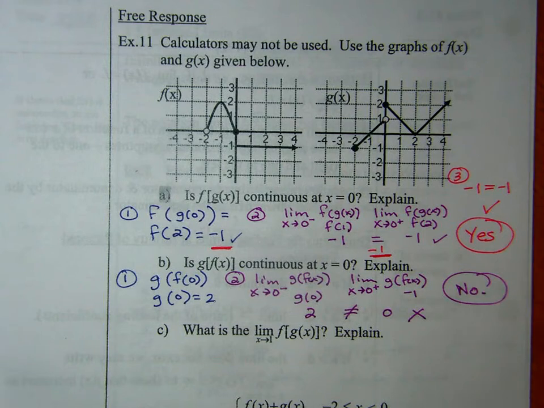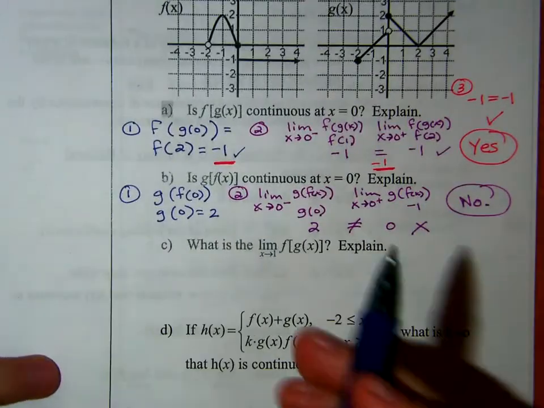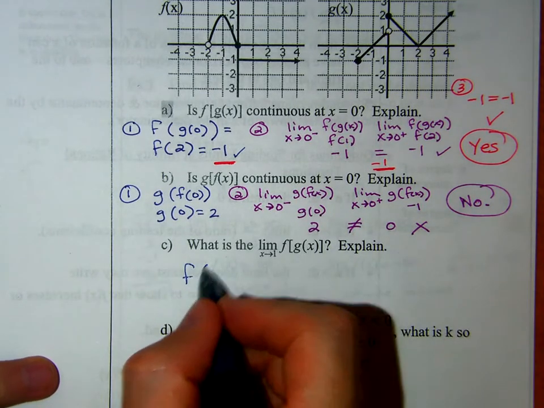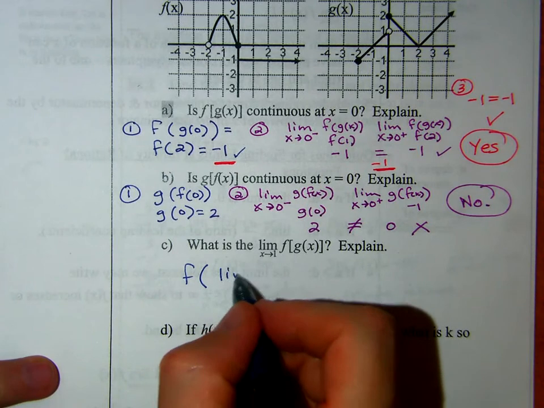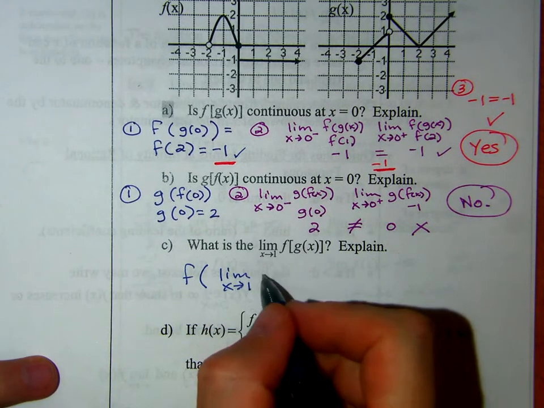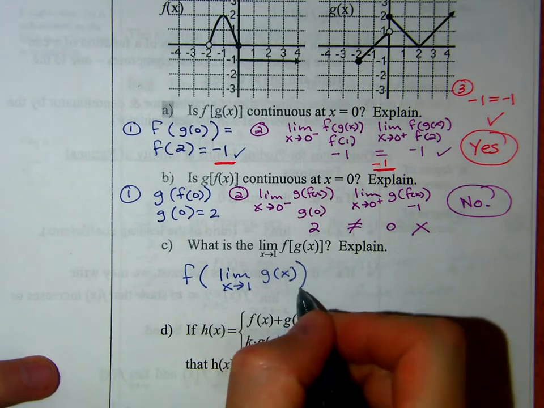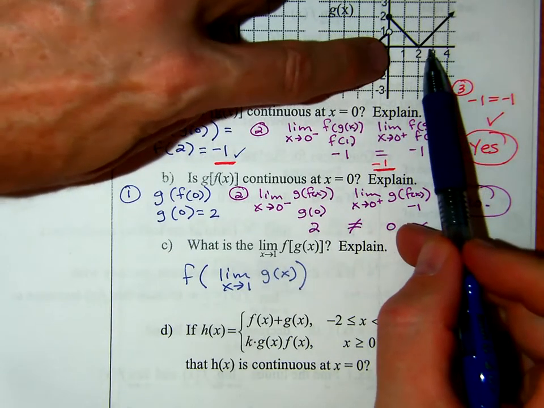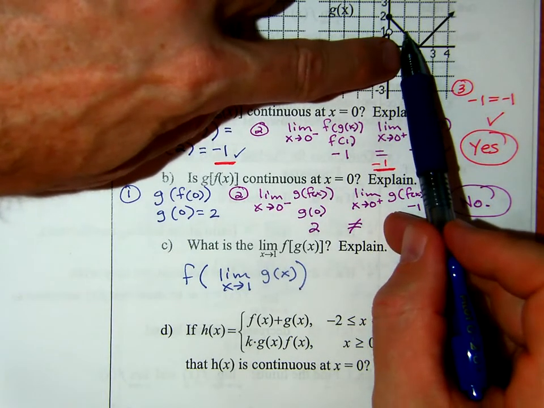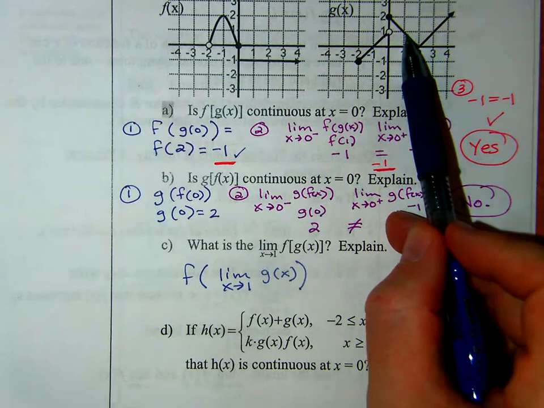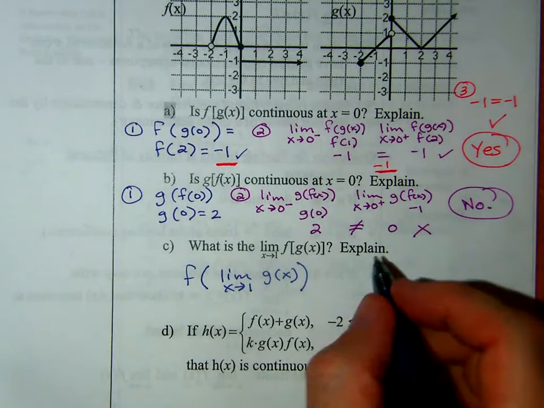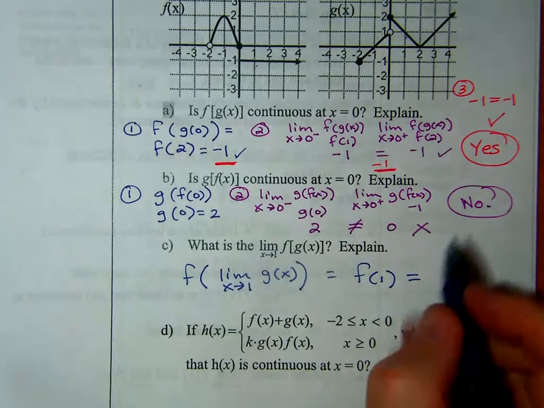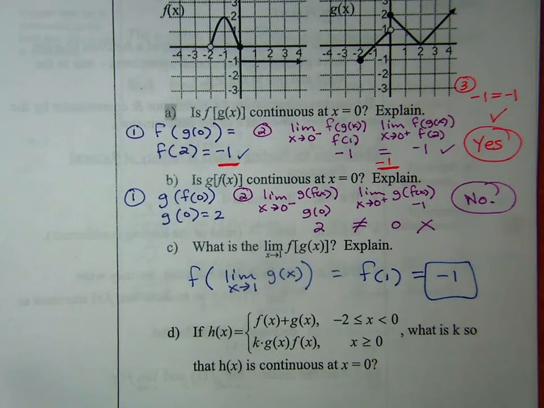All right. Next question here. What is the limit of this? The rule basically said that you take the limit of the inner function. So it's the limit as x approaches 1 of g of x. As x approaches 1, y approaches 1. So that is equal to f of 1, and f of 1 is -1. So that's the answer there.